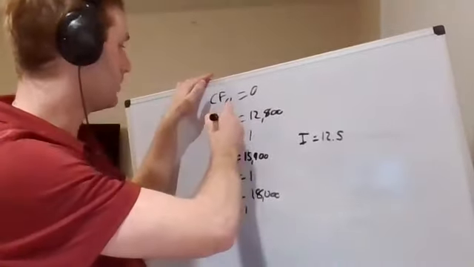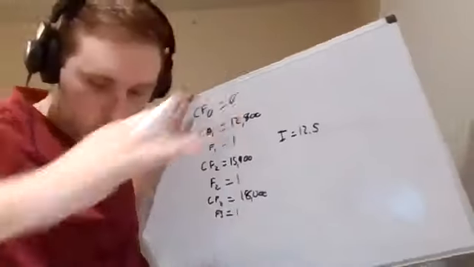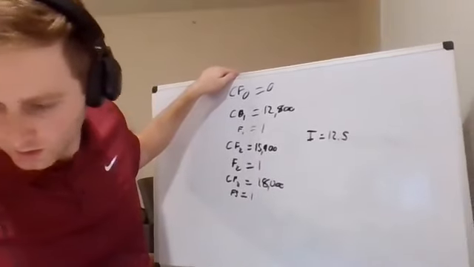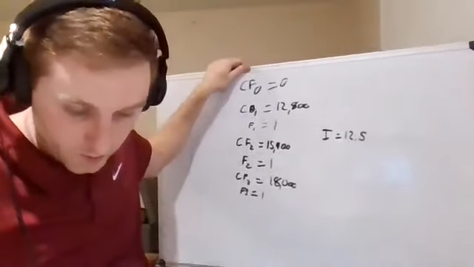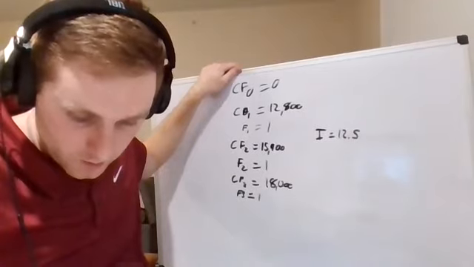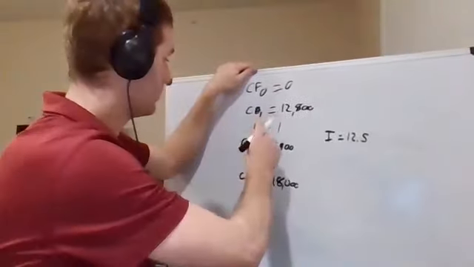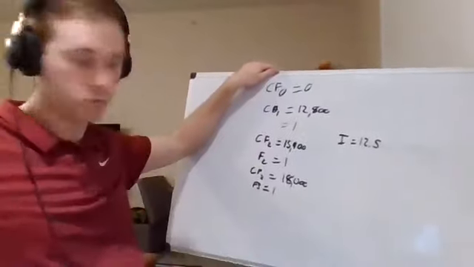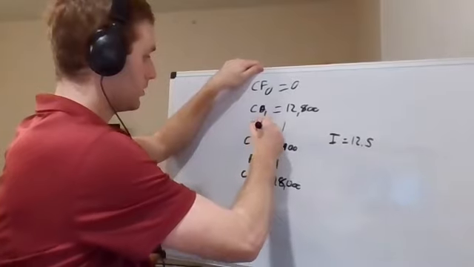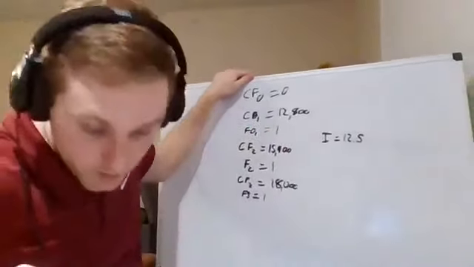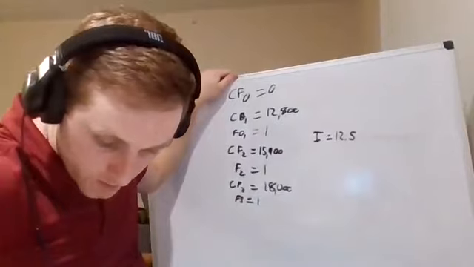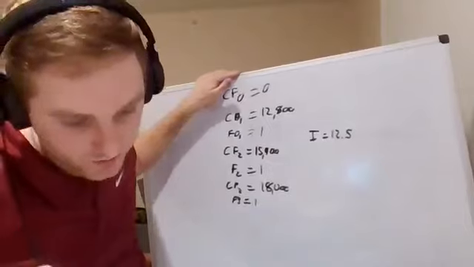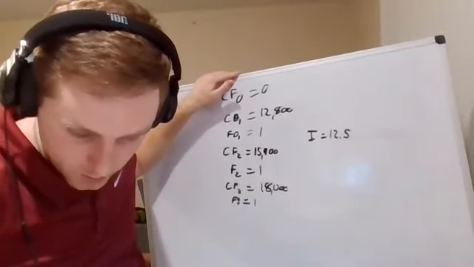CF cash flow. And I'm gonna put 12,800. Enter down. This is gonna be F01, which is just your frequency. So 1 is gonna be 1 because we're only getting that amount one time. I'm gonna hit enter on the 1 and go down to C02, which is 15,900.